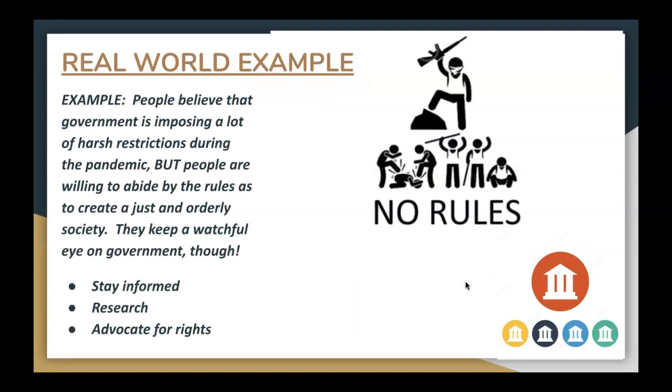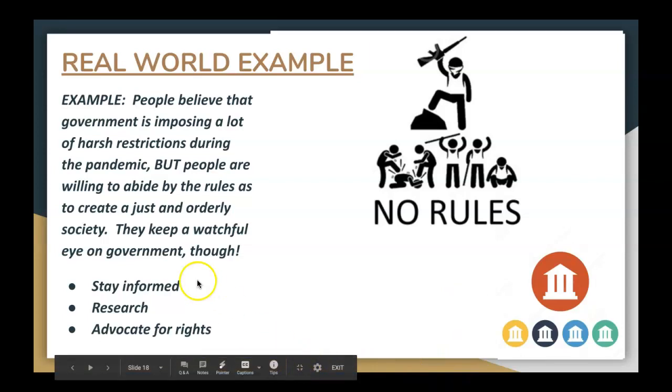Well, let's just say, for example, that people believe the government is imposing a lot of harsh restrictions during the pandemic, but people are willing to abide by the rules to create a just and orderly society. They keep a watchful eye on government, though, and make sure it doesn't step over its boundaries and infringe on the rights of the people. So what do they do? They stay informed, they research, they develop their ideas, and they advocate for their rights whenever they feel like they're being taken away. Let us realize, though, that no government would not be a good thing either.